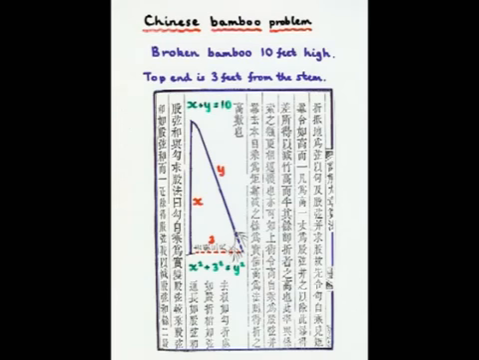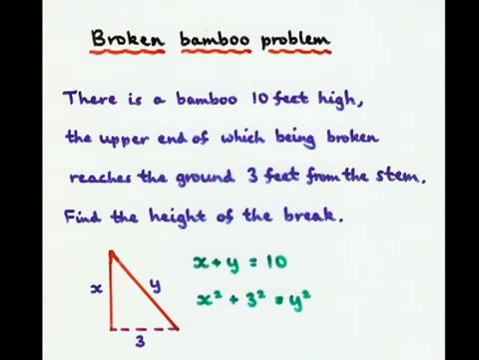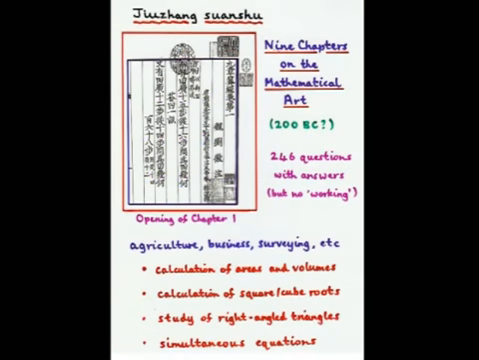And this particular bamboo problem appeared in another great early text, the Nine Chapters on the Mathematical Art. This is probably the most important of the Chinese texts. It's a remarkable work which contains 246 questions with answers, but with no working shown. And it may have been used as a textbook, with the methods, of course, given orally. It deals with both practical and theoretical matters. For example, there are problems from agriculture, business, surveying and engineering.